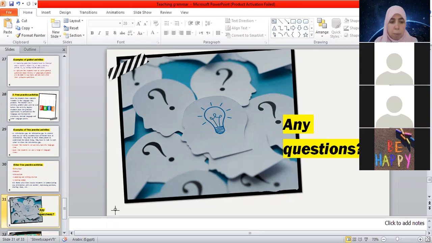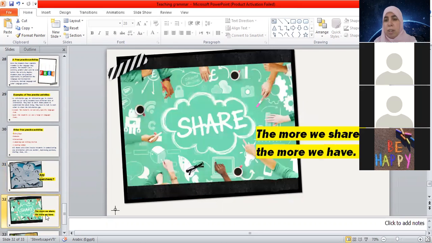Okay. Before moving to the next slide, I'd like to revise what we have already done, okay? So let's share. The more we share, the more we have. So tell me what the idea that you admire most in the session, something you like most, something you feel that yes, I want to try this in my classroom, something you like. What do you think about this session today?